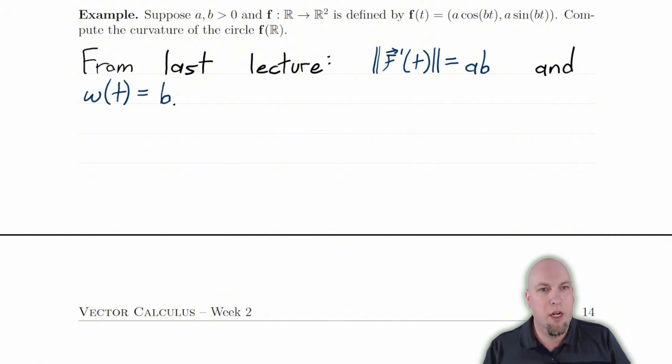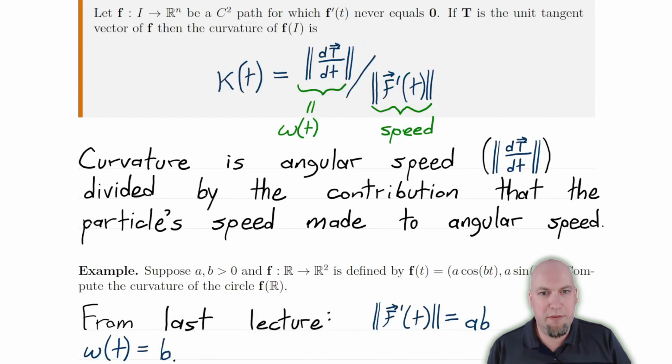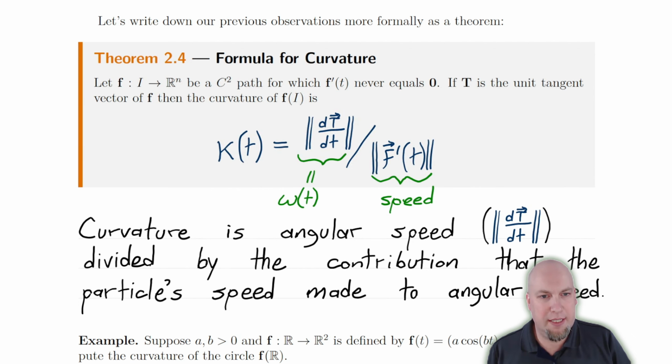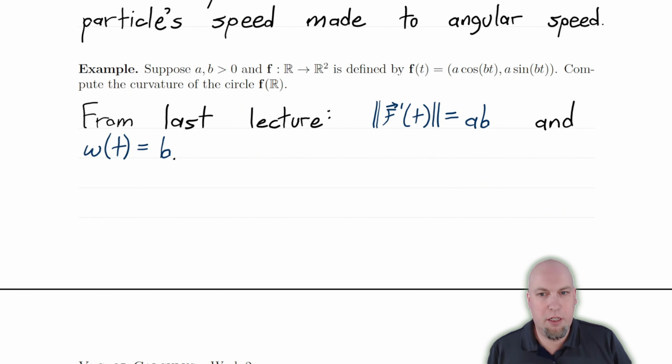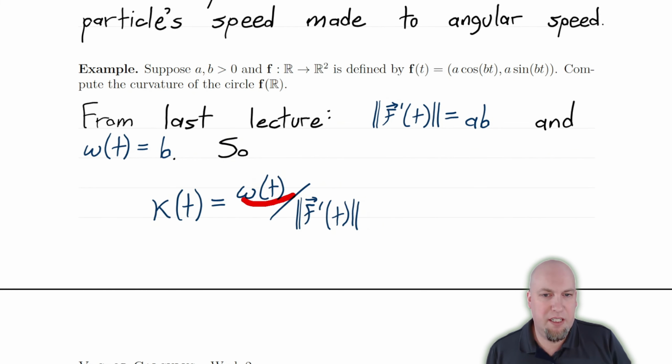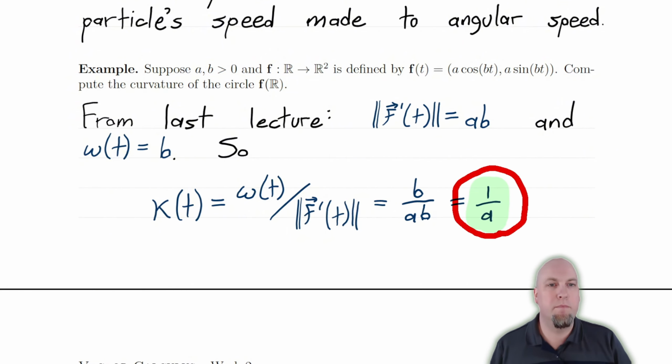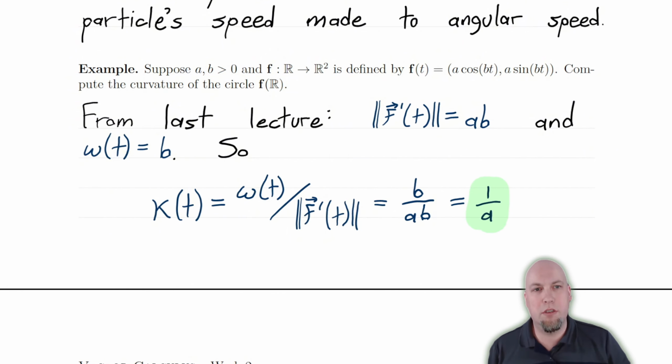In the previous lecture, we showed that the speed of the path was a times b, and the angular speed was b itself, okay? Well, what's my formula say? It says once you've got the angular speed and the speed, just divide them, and you get the curvature, okay? So in our setting, the curvature is going to be angular speed divided by speed. Oh, that's b divided by ab. In other words, it's 1 over a. Okay, the curvature of this circle of radius a, right? It's a circle of radius a. It's 1 over a. And this makes a heck of a lot of sense, right?